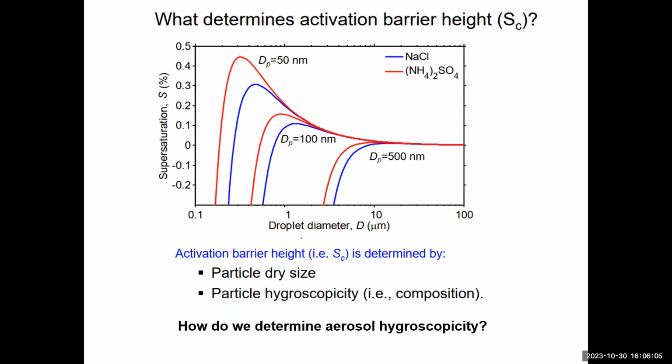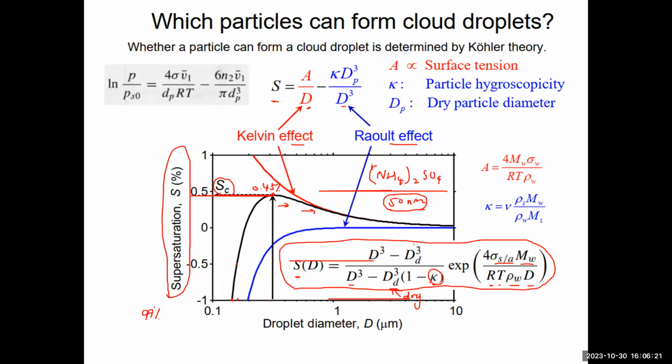Then we mentioned this critical supersaturation. People also call this the activation barrier height, or the SC, right? You can see that this SC is really dependent on a lot of properties. It depends on the dry particle size, right? So basically, what you can do is take a derivative of this S over D, and set the derivative to be 0.